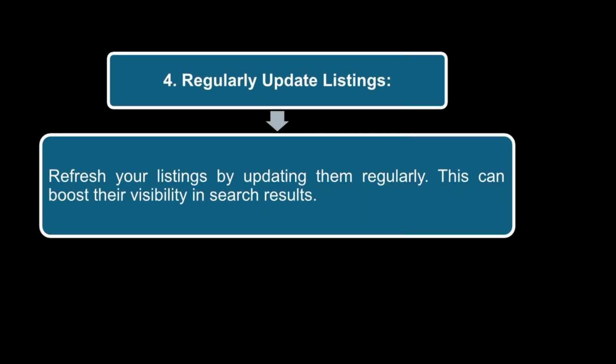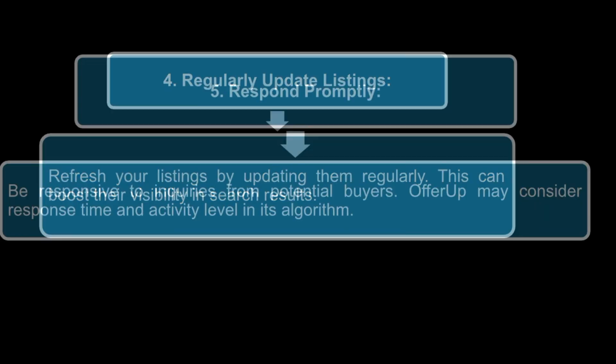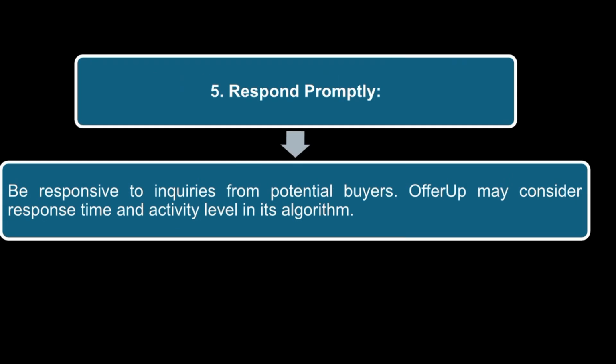Number 4. Regularly update listings. Refresh your listings by updating them regularly. This can boost their visibility in search results. Number 5. Respond promptly. Be responsive to inquiries from potential buyers. OfferUp may consider response time and activity levels in its algorithm.